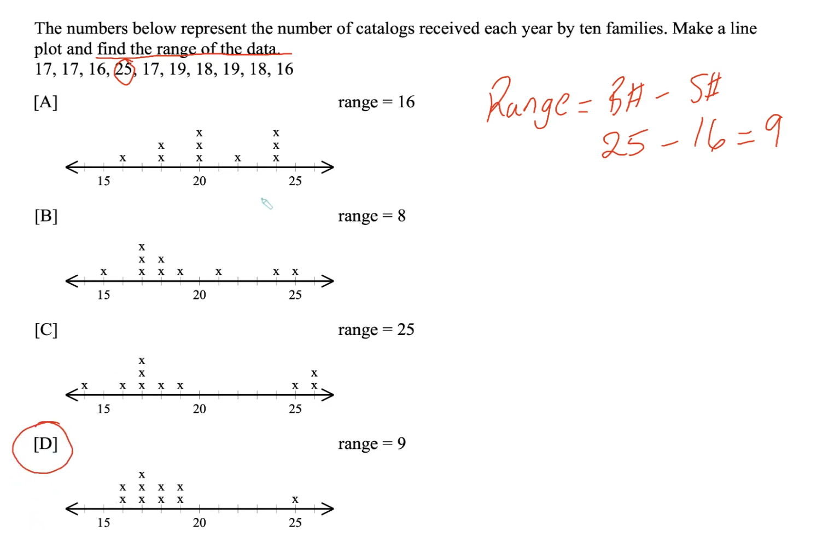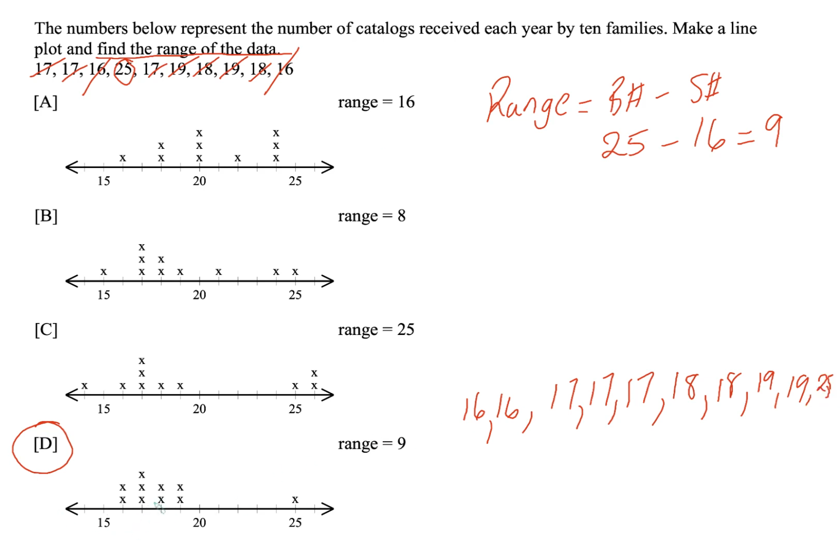If you want to check, you can go and check as well. So notice if we put this in order, the smallest number is 16. So there are two 16s, 1, 2. Okay, next is 17. I have 1, 2, 3. So that's 17, 17, 17. And how many 18s do I have? I have two 18s. And how many 19s do I have? I have two 19s. And last but not least, 25.